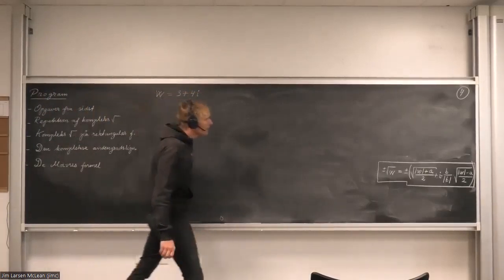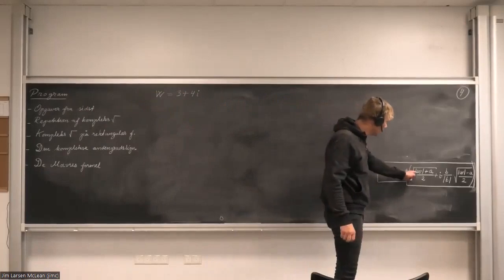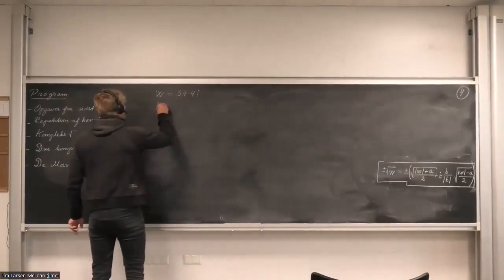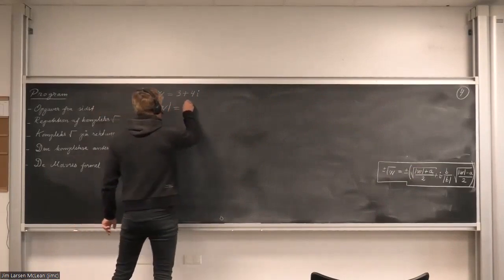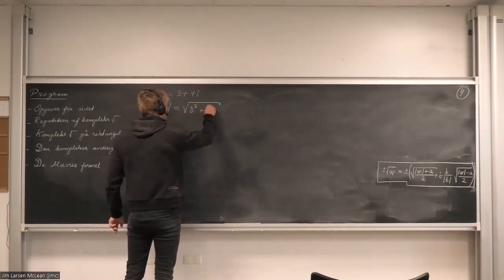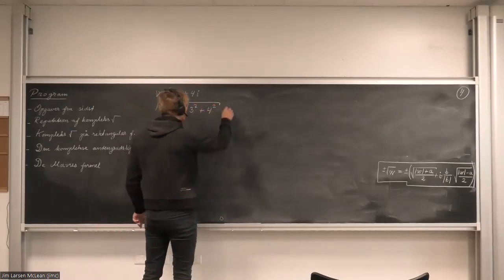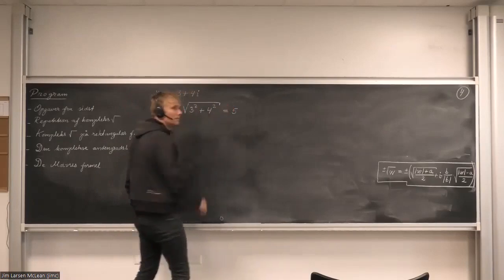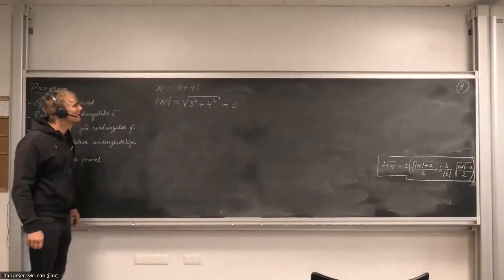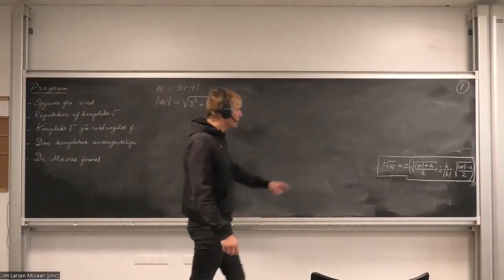So looking at the formula down here, I can see that I need to find the modulus of w. Let's start with that. The modulus of w was just the square root of 3 squared plus 4 squared. So far, so good. And we know that gives us 5 because we've calculated that a few times. And then it's just a matter of plugging it into the formula.